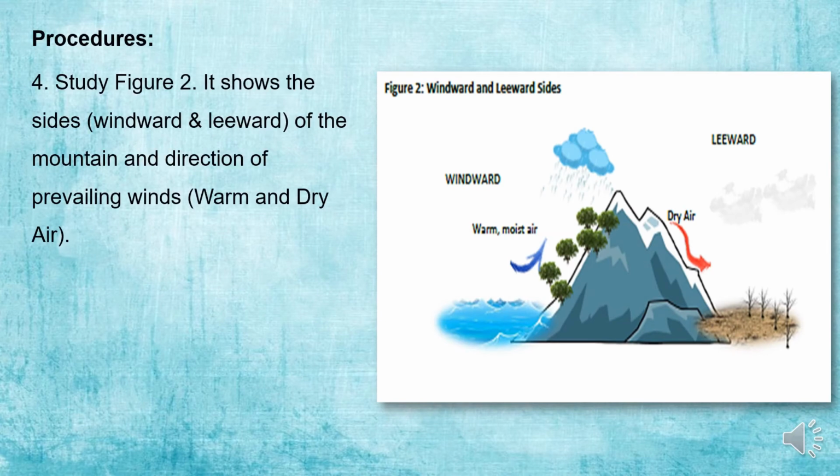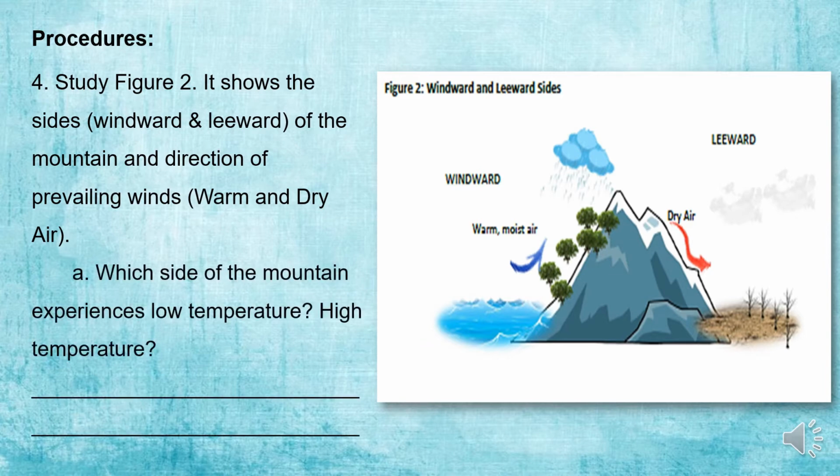Study Figure 2. Figure 2 shows the different sides of the mountain which pertain to windward and leeward and the direction of the prevailing winds which results in warm and dry air. Questions. Letter A. Which side of the mountain experiences low temperature? How about high temperature?